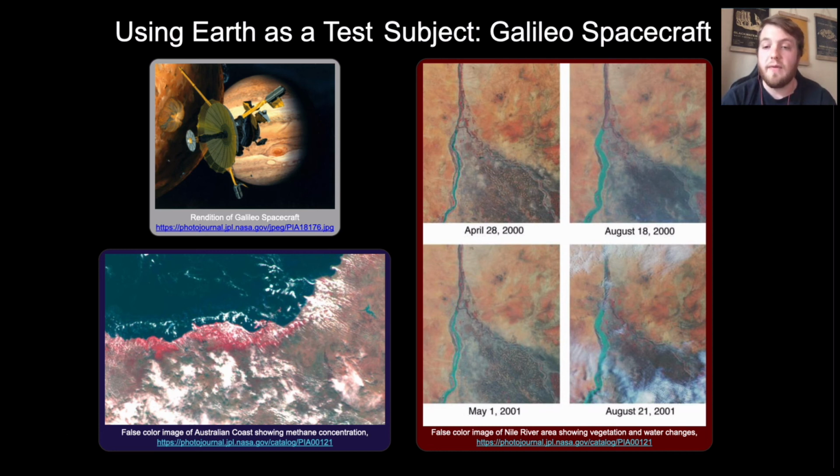On the right here, we have another image. This one is of the Nile River at different times in the year, where you can see changes in both the liquid water on the surface, as well as the albedo and methane production from plant life and other organisms living near the Nile. So these are the kinds of things that we might expect to actually be able to see on other planets that host life.